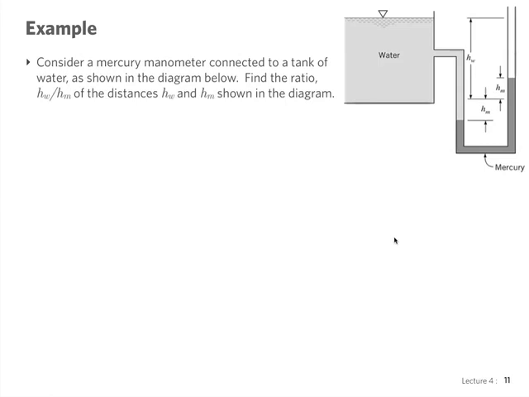Another example. So this case has a tank of water and a mercury manometer. And the question that you're being asked is to find the ratio between HW over HM. In case you can't see very well in my picture, this is HW and this is HM, and this again is HM. So these two guys are equal. They're both HM, and this is HW. And you're asked for the ratio HM to HW.